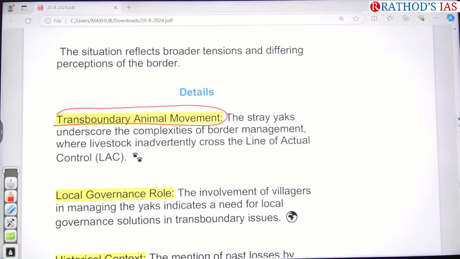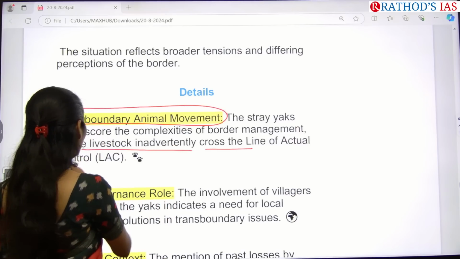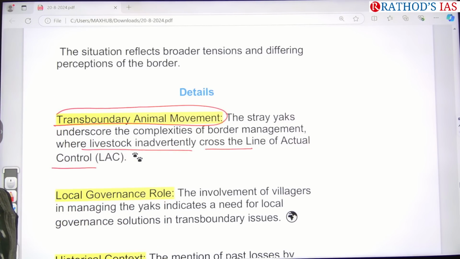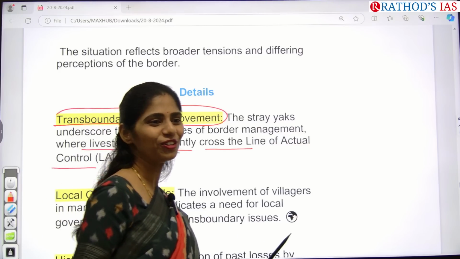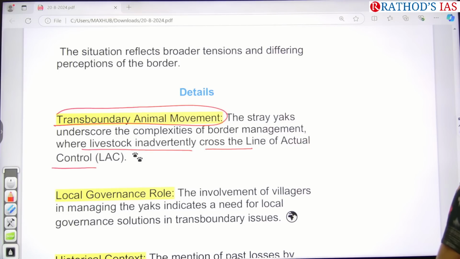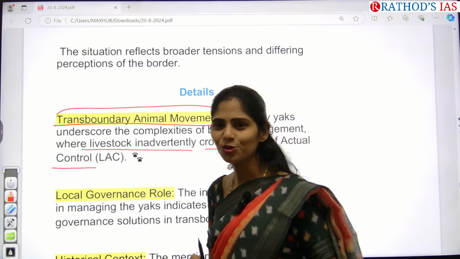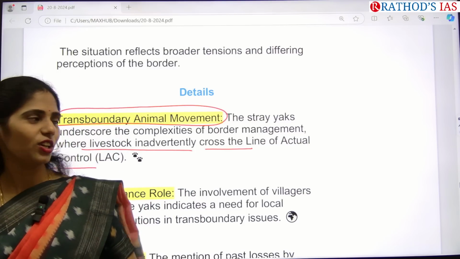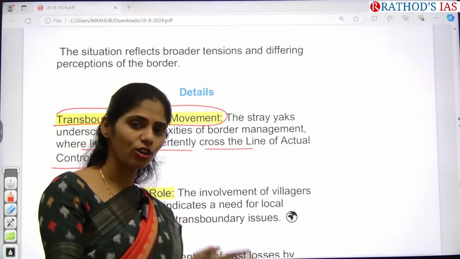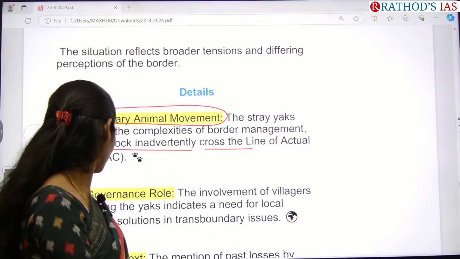So here we can understand transboundary animal movement. Yaks underscore the complexity of border management, where livestock inadvertently cross the Line of Actual Control. Humans know that this is a boundary we should not cross. If you are crossing, these Chinese people will be caught and kept in jail. But these animals don't know about the lines, right? So they are moving across the boundary, and they cross this LOC and LAC, and they came up with this.